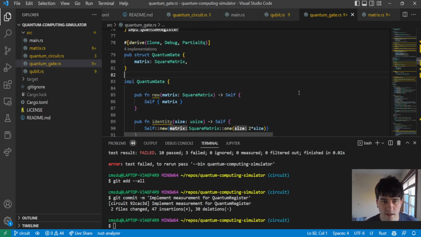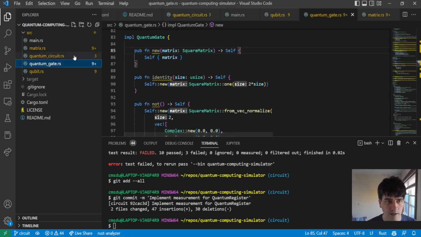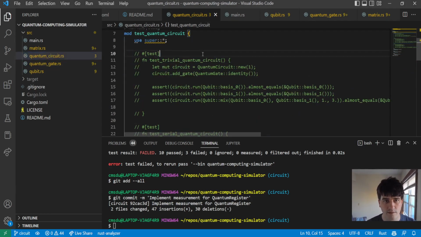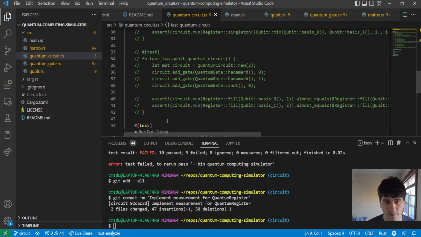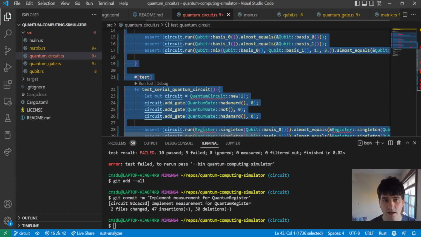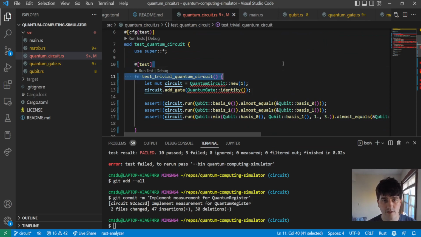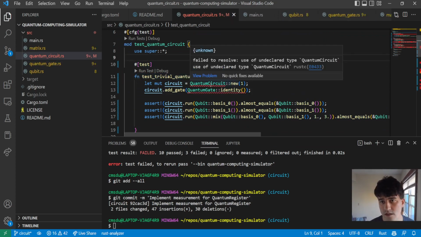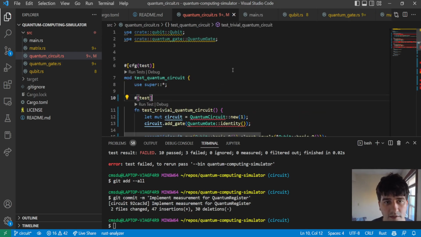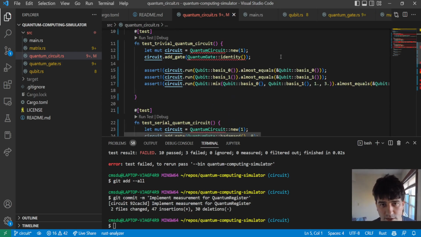So we got the measurement demo working. Let's go to our quantum circuits. And we had commented out a whole bunch of tests, because they were not compiling, which is fine. So let's comment those back in and see what we can do here. Oh, we hadn't even started writing the quantum circuit functions yet. But what we had done is written some tests. So we want to be able to add gates to the test.